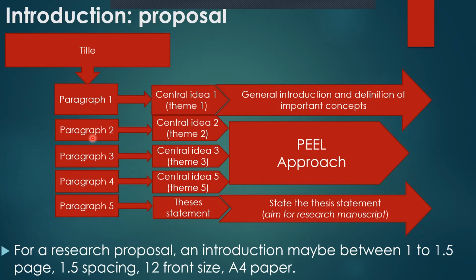So in your second paragraph, what you do is to discuss the first central idea, then the third central idea, then the fourth central idea, then the fifth. So depending on how many central ideas you manage to pick, you lay them out, and then thereafter you develop each of those central ideas using the pillar approach into paragraphs.